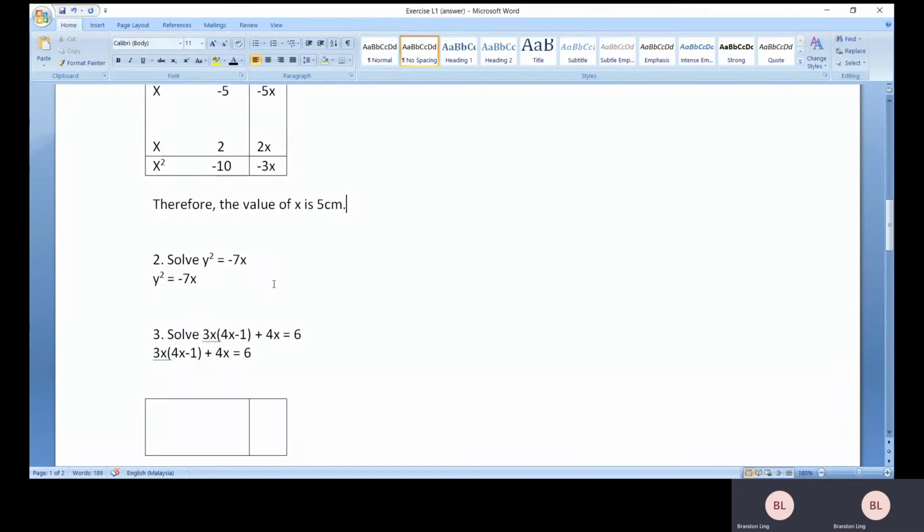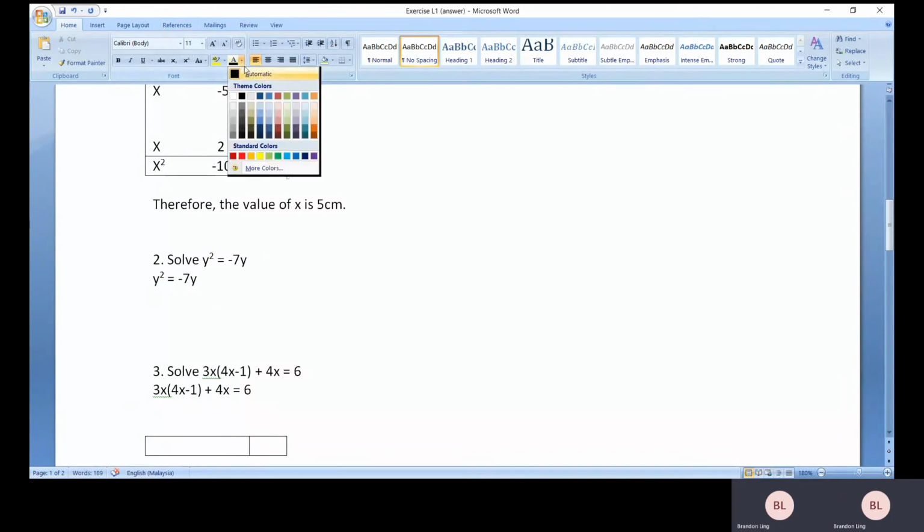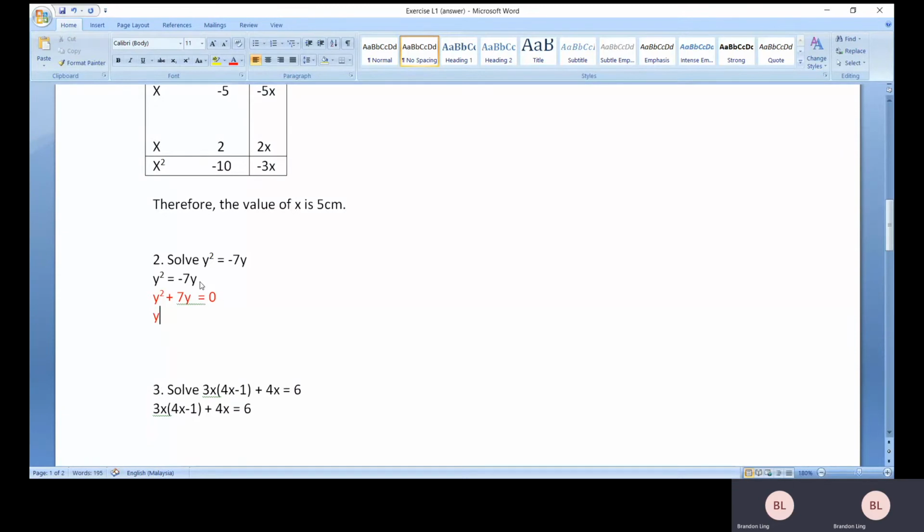Okay, next we move on to this one. Solve y squared equals negative 7y. Sorry about that. The next step is you move this negative 7y to your left side, and it becomes plus 7y equals 0. By factorizing this, you get y times y plus 7 equals 0. And lastly, y equals 0 or y equals negative 7.